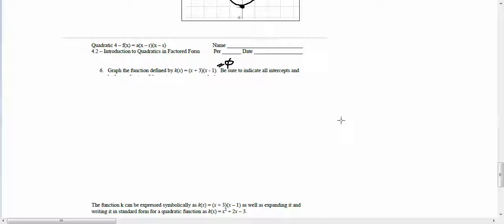Let's take a look at this graph right here. We're going to try to graph this using all of the techniques that I just showed you, okay? We want to graph this parabola right here. Do you guys see it? Can you see it with your eyes? Yes? Good. All right. X plus 3 times x minus 1.